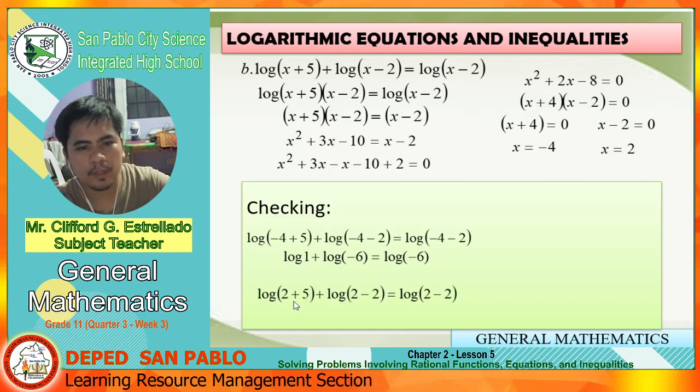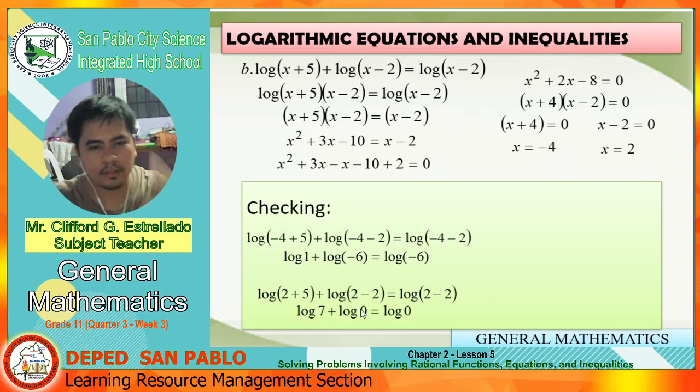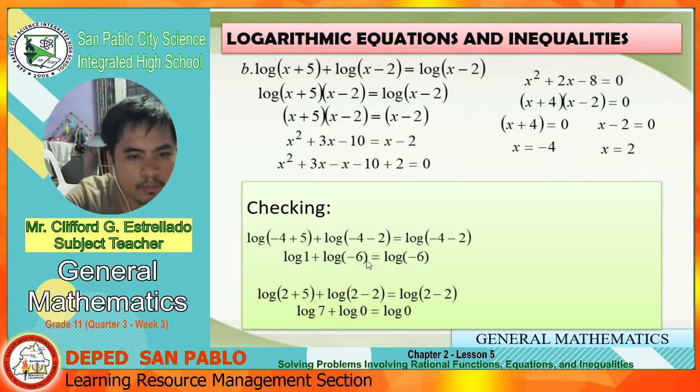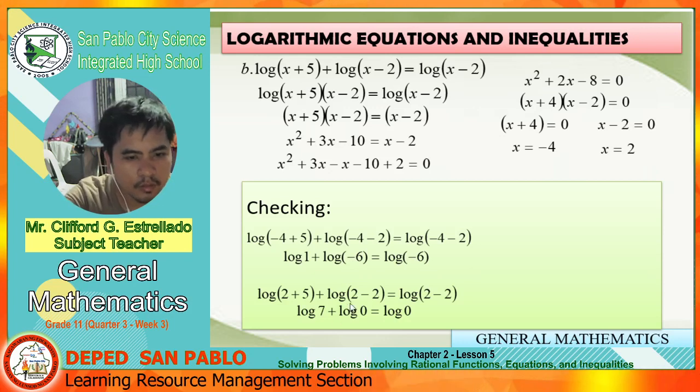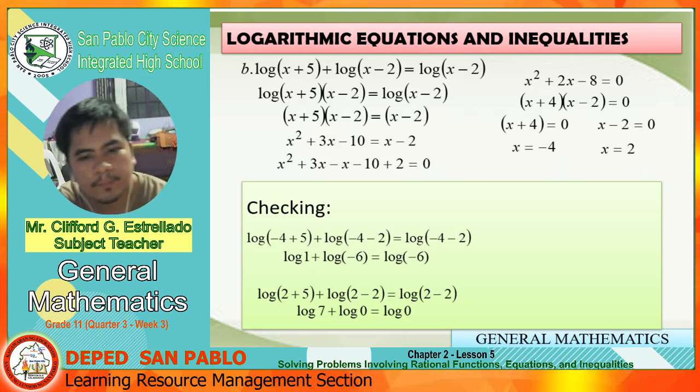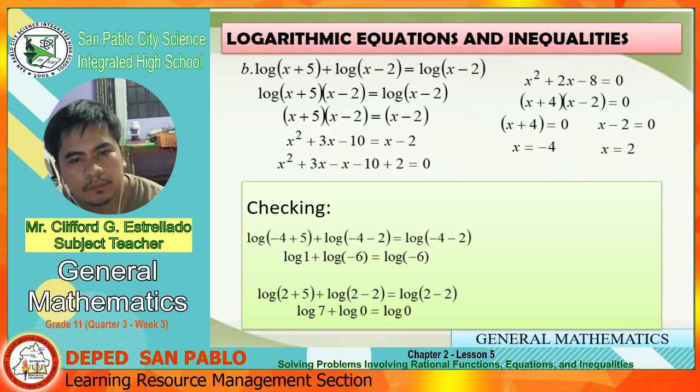Okay. Kapag 2 naman, 2 plus 5 plus 2 minus 2. Okay, so dito kita na natin, kasi dito pa lang sa taas may negative 6 na. So, hindi pwede yon. Negative yung value natin doon. Dito, ganun din. Nagkaroon tayo ng logarithm of 0. Dapat yan ay greater than 0 dapat siya.